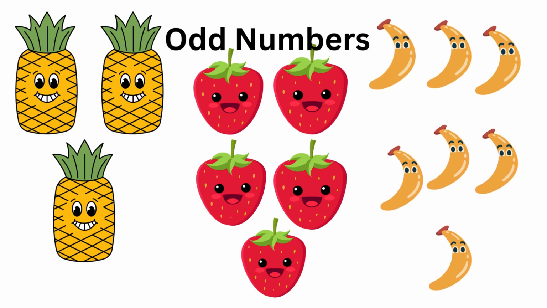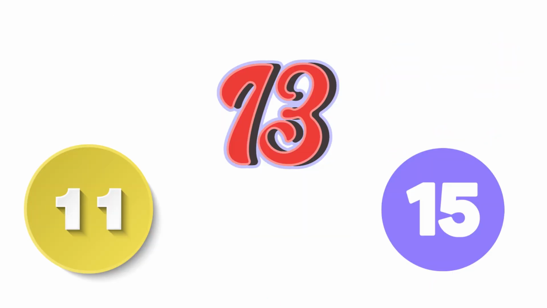Same with 5 strawberries or 7 bananas. There's always one left behind. See? Odd numbers always have one left over. That's what makes them odd. Now, let's try some odd numbers.